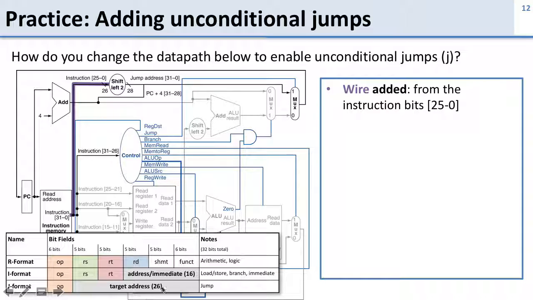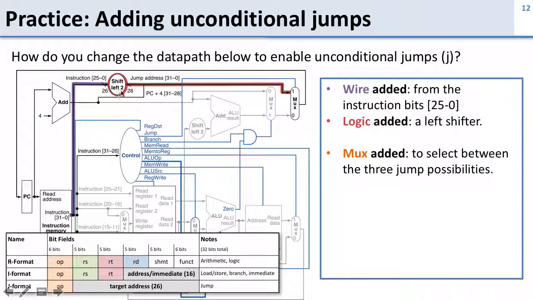It's 26 bits. Here's our 26 bits down here. We're going to take those out. We have to add some logic. We need to shift it left by 2. We need to add a mux. The mux here is going to let us choose between our previous conditions, which were branch equal or no branch.